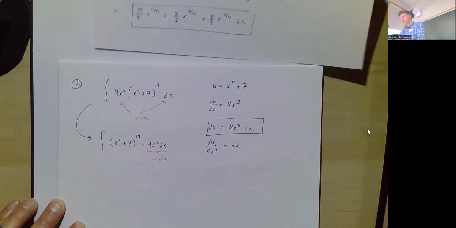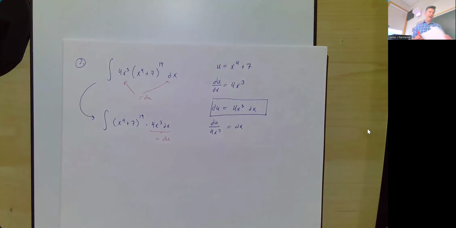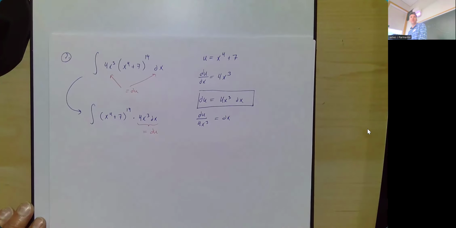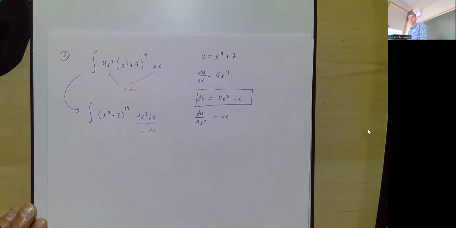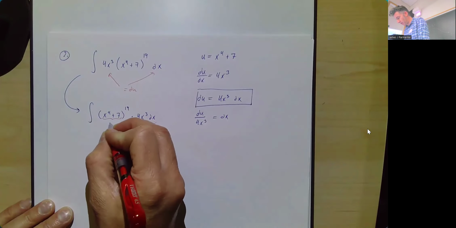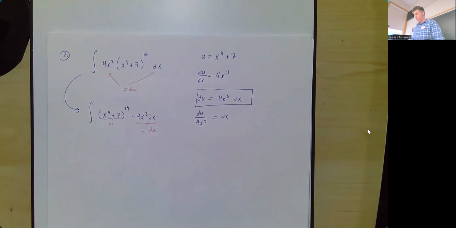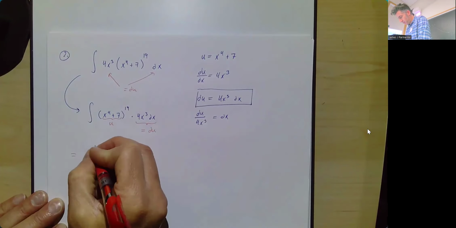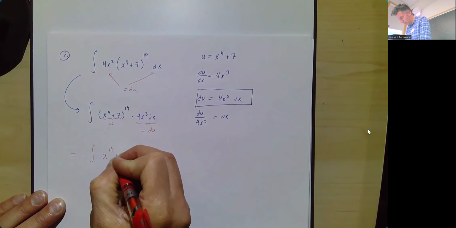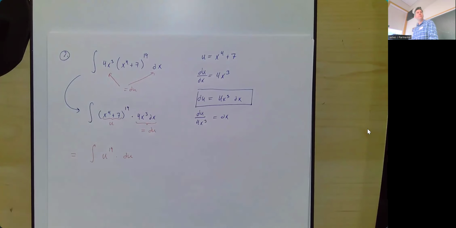I will emphasize, I think you should always make sure that the dx piece is transformed into the du piece before you do anything else. There's a really good reason for this, which we'll see in a little bit, because there are some examples where you can kind of miss it if you're not paying attention. And then here, the insides are going to be what u is. So I'm going to rewrite this integral in terms of u. It's going to be u to the 19th power times du.